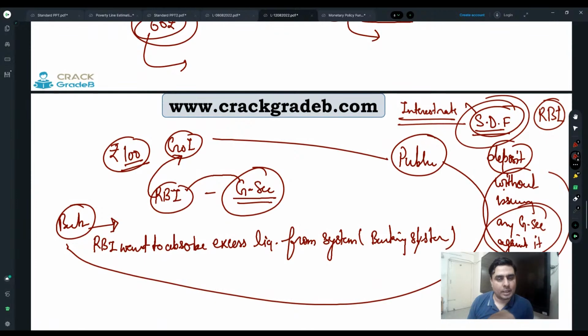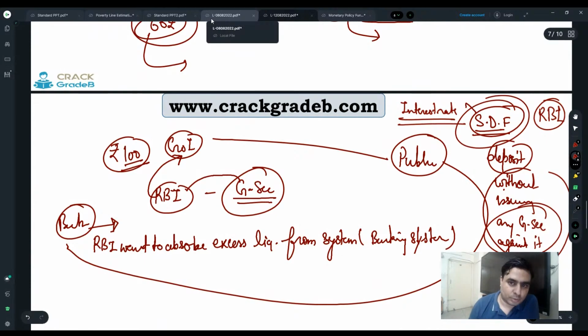RBI said, okay, we will accept the money, we will hold that money, but we will not issue any government securities. Right? That means money will not go to whom? Government. Money will remain with whom? RBI. And RBI will pay the interest rate. This facility is known as the Standard Deposit Facility.